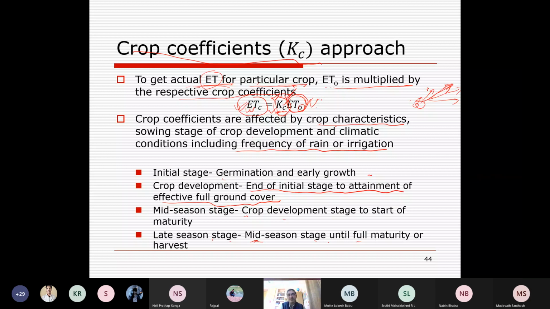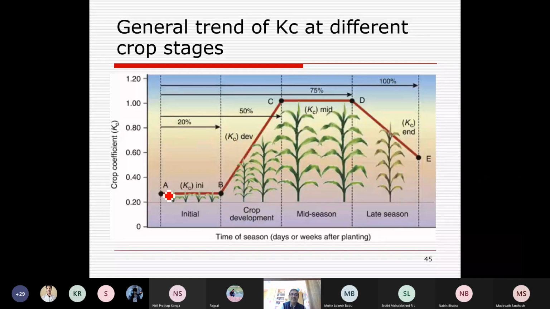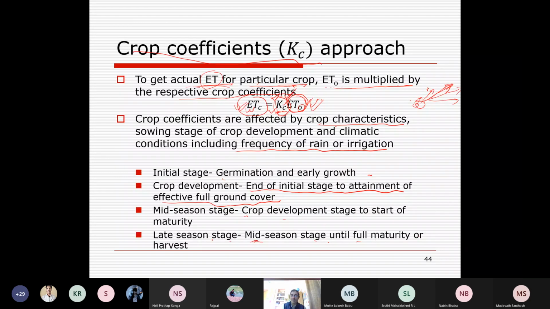Now, there is a simple pictorial representation of this Kc. Here is the initial Kc, the crop coefficient. For this particular period, 20% of the whole crop season, this is just a hypothetical case, it is the initial condition where the crop coefficient is very low. Suppose here it is near about 0.25. So if we have the estimate of ET0 multiplied by 0.25, that will be the actual crop ET for this initial stage. The second stage is development of the crop.